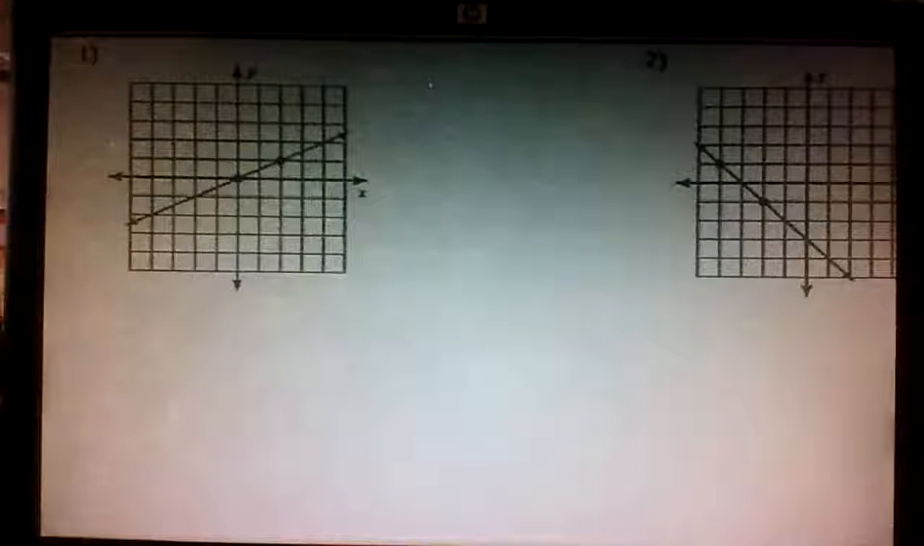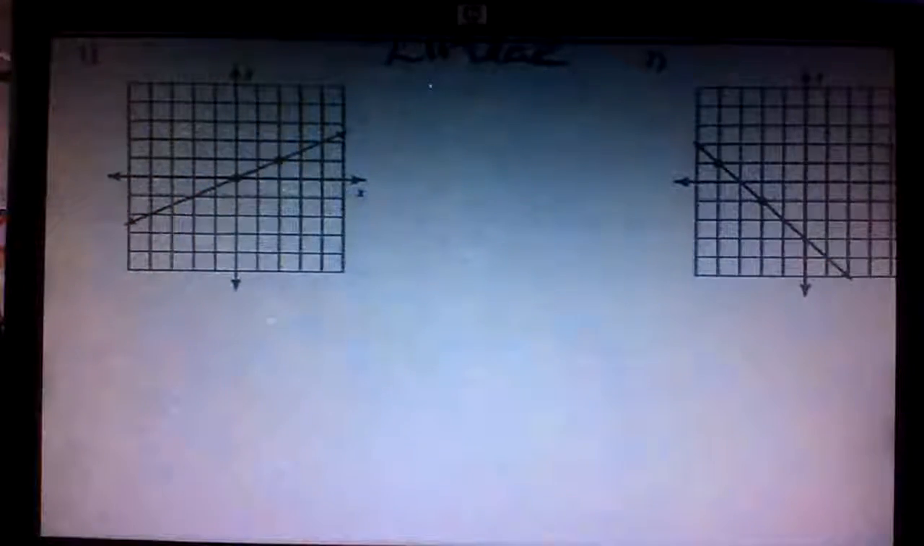Take a look at graph number one. We need to talk about key features of a linear graph. Tell me something about this graph. It's linear. Okay, so we know this graph is linear. That's a key feature. How do I know it's a linear graph? What makes this linear?